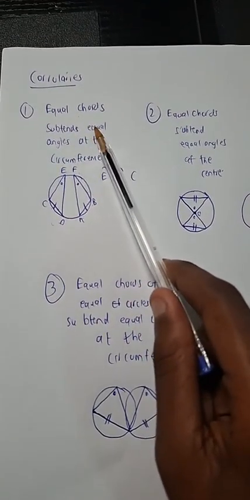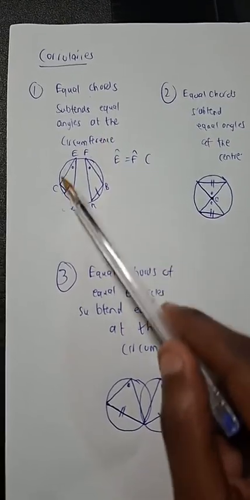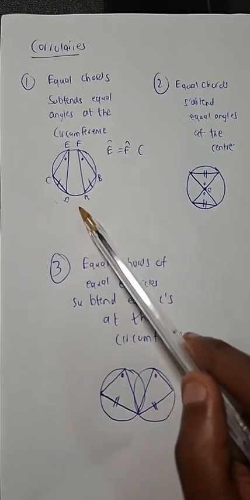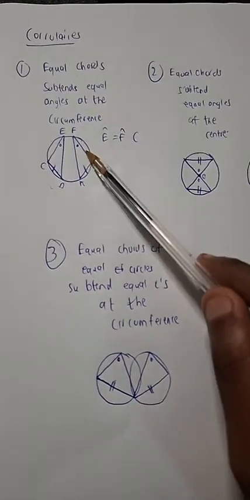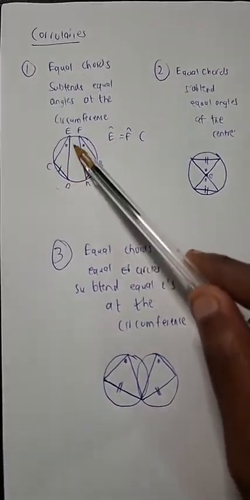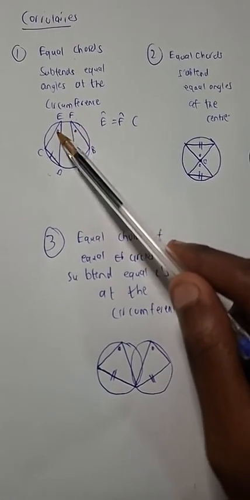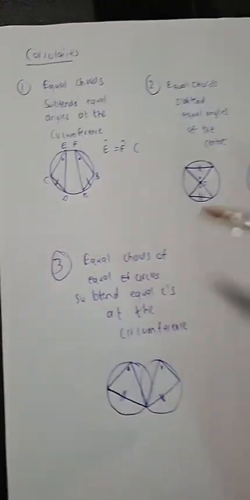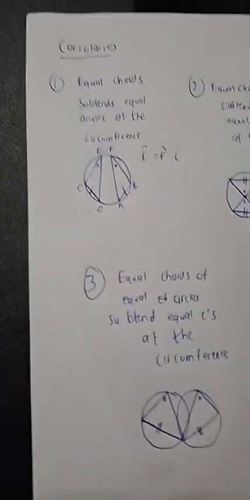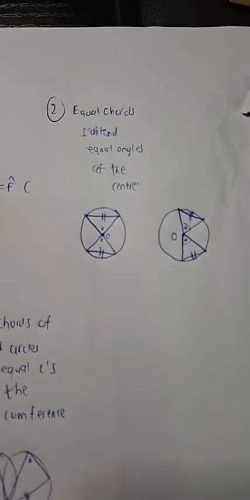Equal chords subtend equal angles at the circumference. Okay, CD is a chord, AB is a chord, they are equal. Therefore, we can conclude that because these chords subtend angles respectively at the circumference, we can say these angles are what? Are equal. What's the reason? Equal chords, equal angles.